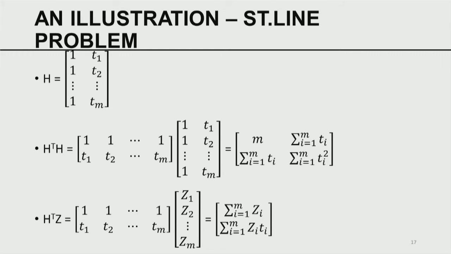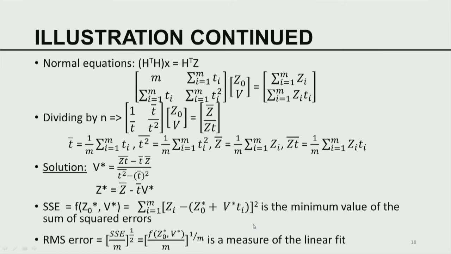An illustration, let us go back to the particle moving in a straight line. H is all 1, t1, t2, ..., tm. I can compute H transpose H. I have H transpose, I have H. I multiply them, I get this matrix. I have H transpose Z, I multiply this, I have this matrix. So the normal equations are H transpose H x is equal to H transpose Z. H transpose H is this matrix, z naught and v is the column vector x. H transpose Z is given by this.